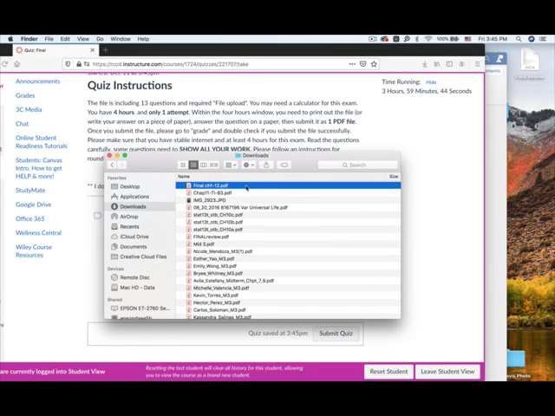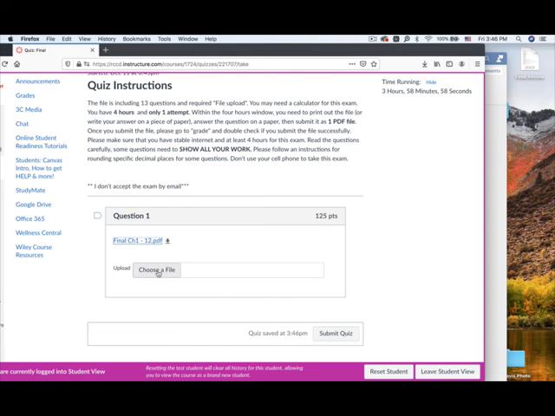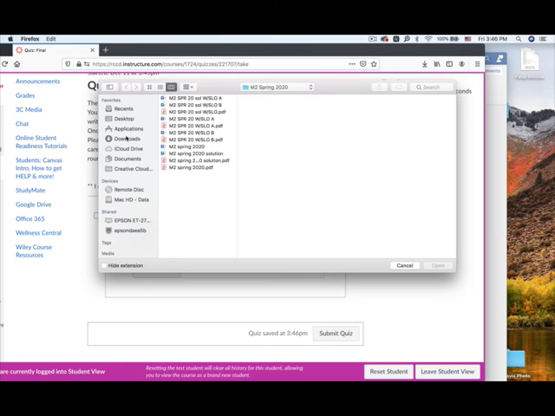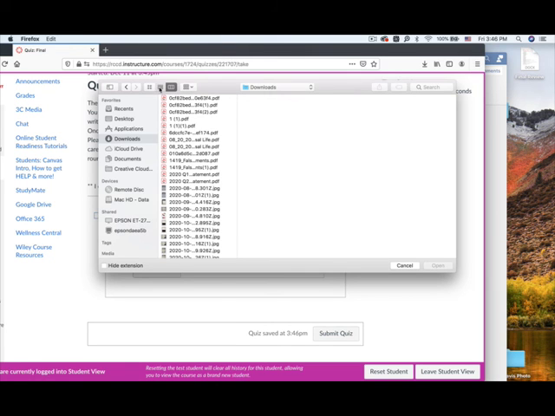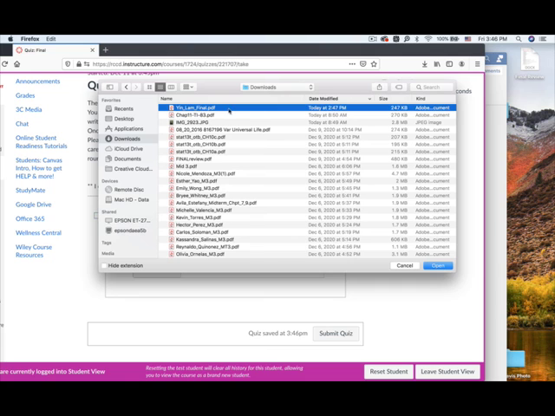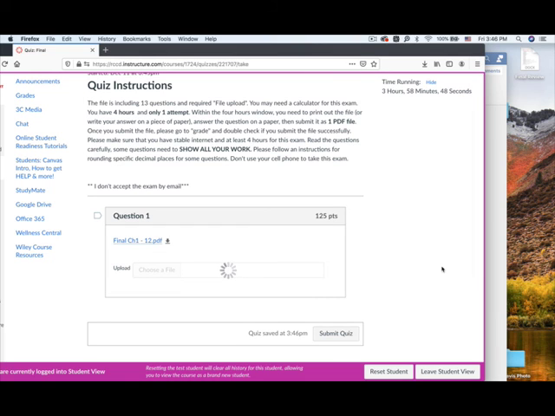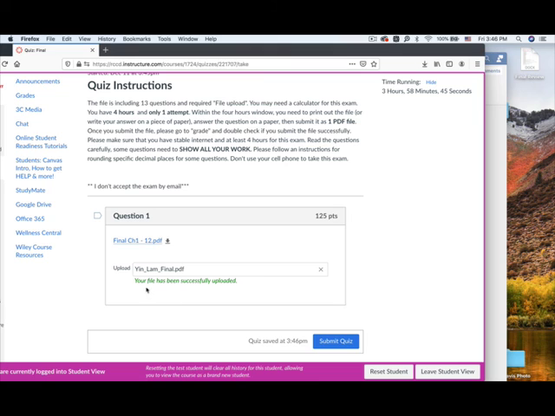After I download it, I could just work on it or write down your answer on a piece of paper. Make sure you rename the file with your first name, last name, and put it like final. Okay? And then I'm going to upload it. Click on choose a file. Okay, this is my final. Click on it, open. So you could see your file has been successfully uploaded. And then I'm going to click submit.